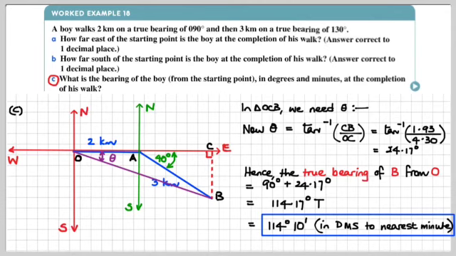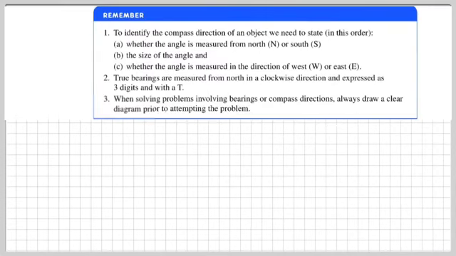So there you go. Now, all right, let's finish off now with our remember stuff. And, okay, we know it all, but we're just going to reiterate it, okay? To identify the compass direction of an object, we need to state in this order whether the angle is measured from a northerly direction or a southerly direction. That's the first thing. And then the size of the angle from there, and whether that angle is measured in the direction of west or from east, relative to our northerly or our southerly starting direction, right?